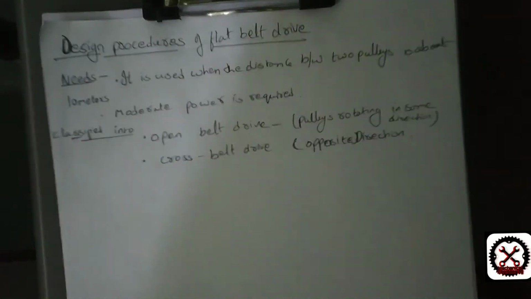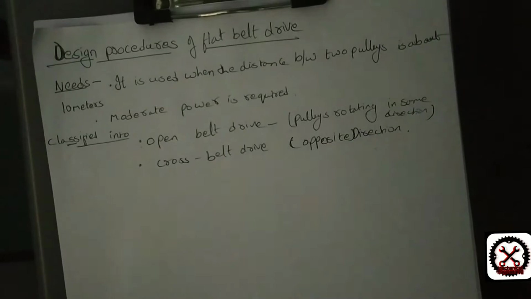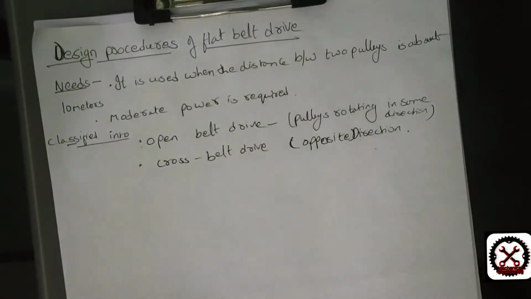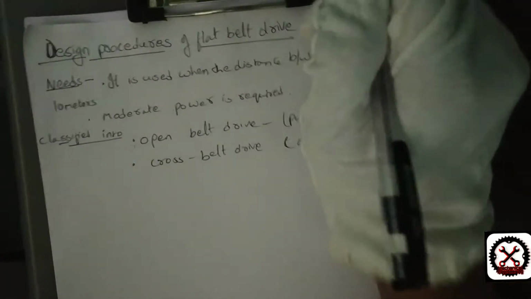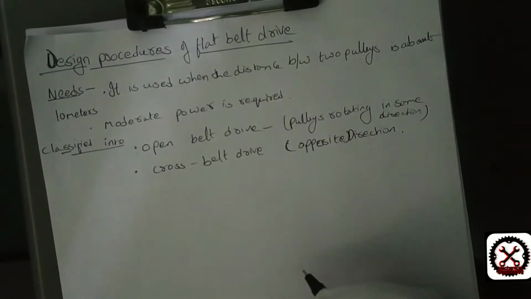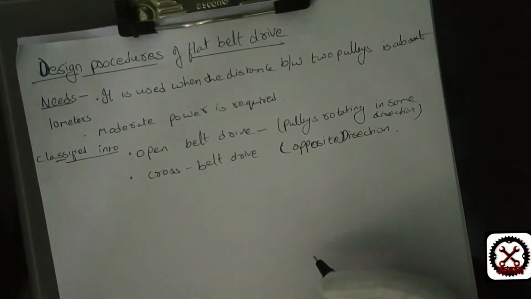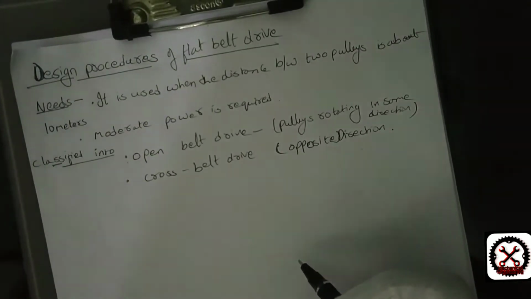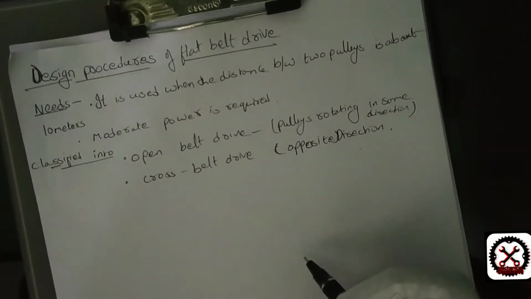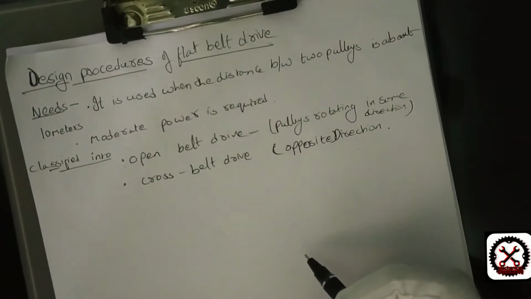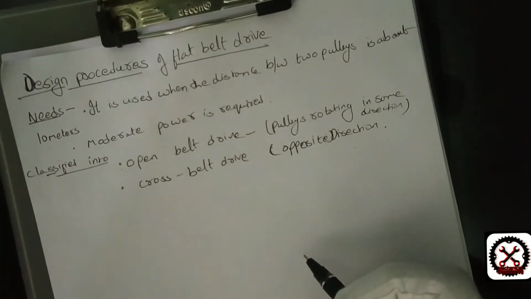Hello, today we are going to see about the design procedures for flat belt drive. Basically, it is used when the distance between the two pulleys is about 10 meters and moderate power is required. And this flat belt is further classified into two types, that is open belt drive and cross belt drive.